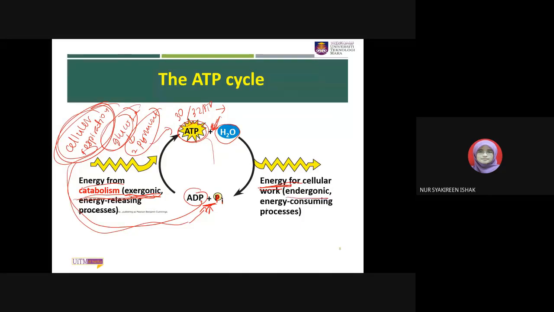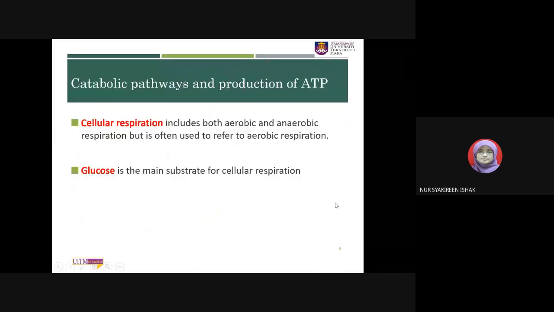This energy is used for any activities within cells that require energy. Endergonic, energy consuming processes. Any activities within cells that need or require energy. This energy comes from the hydrolysis of the ATP molecule, for endergonic reactions within the cell. Energy requiring, energy consuming processes. So, catabolic pathway and production of ATP.